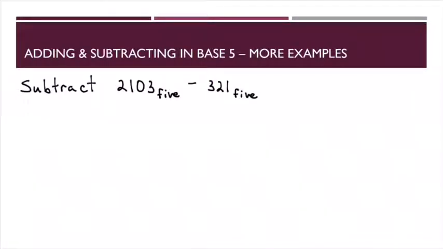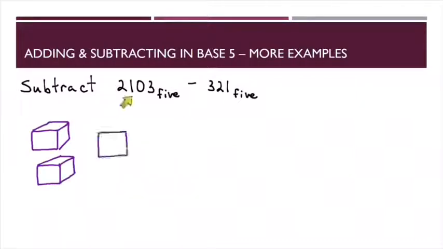Let's try a subtraction one. So here we have 2103 base 5 minus 321 base 5. So this is going to be 2 blocks, 1 flat, no longs, and 3 units. And notice that I left a space here because I can see that this number does contain some longs, so I know that I'm going to need to end up with some longs here.